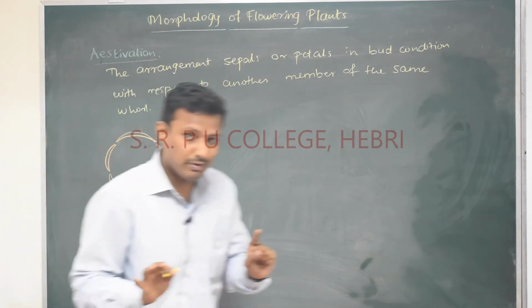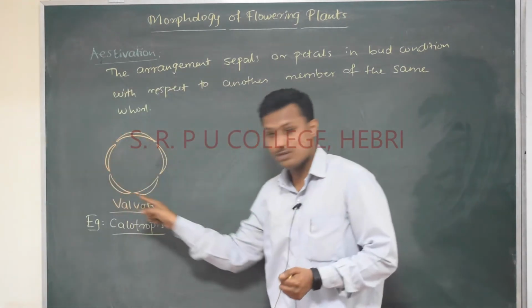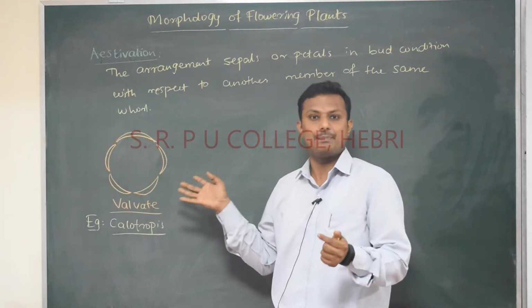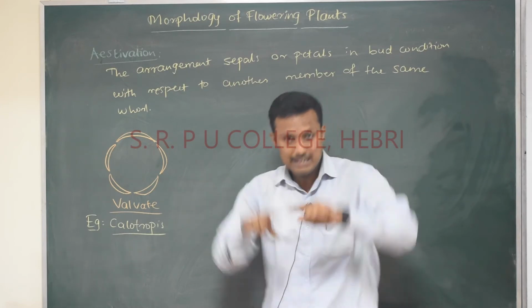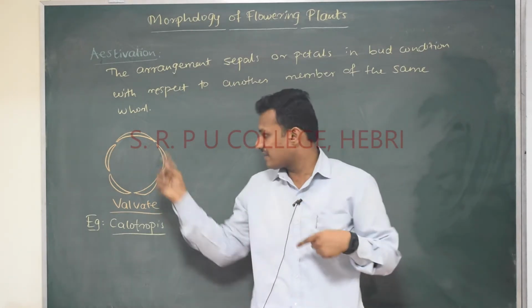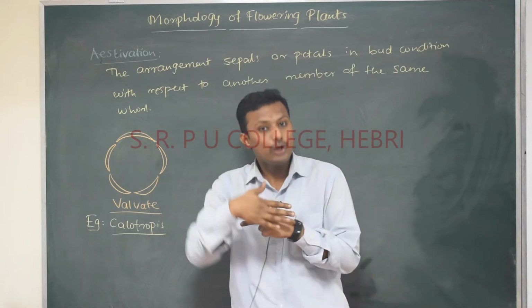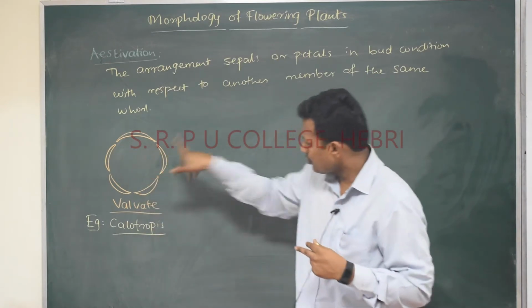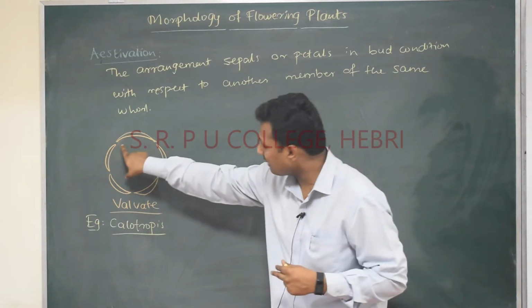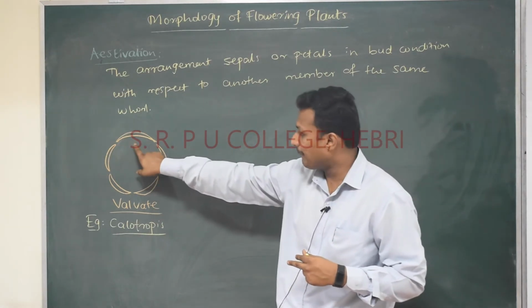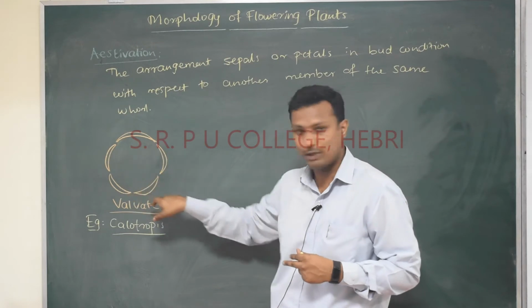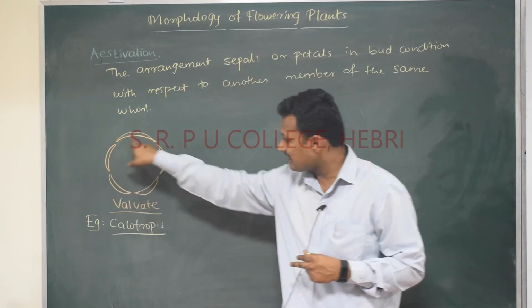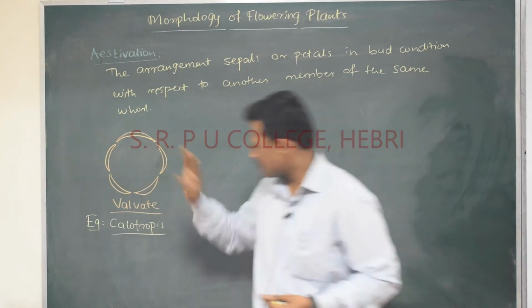What is valvate aestivation here? The appendages, the sepals or petals, are arranged in such a way that they are all in the same plane or in the same circle. They are neither overlapping nor touching each other. Okay, so this is how it is. The ends of each appendage, the ends of each sepal or petal, lie exactly in the same plane with the other. So this is what valvate is.